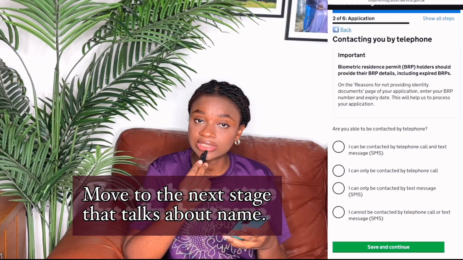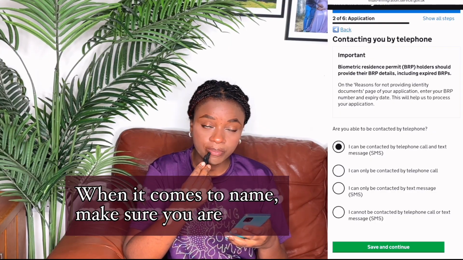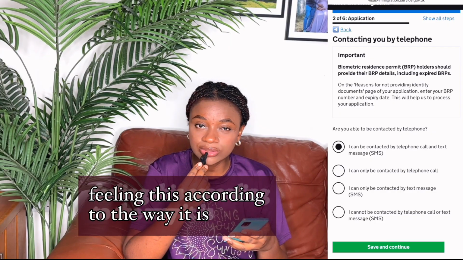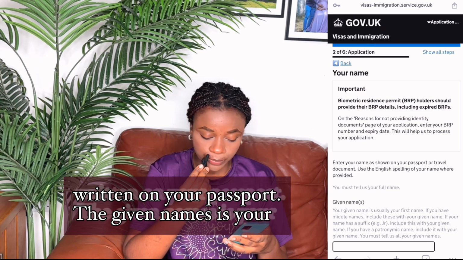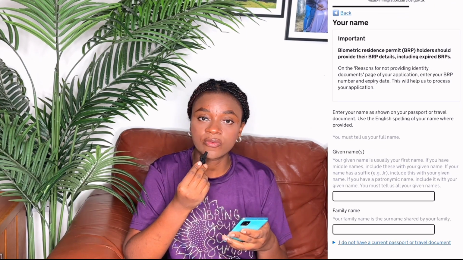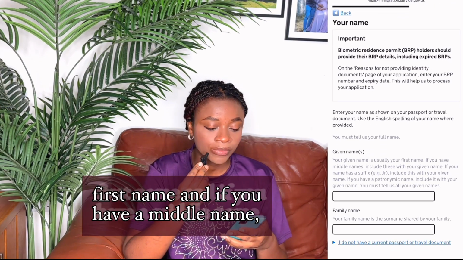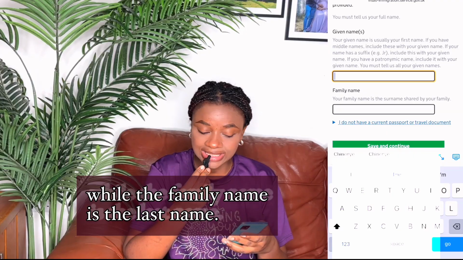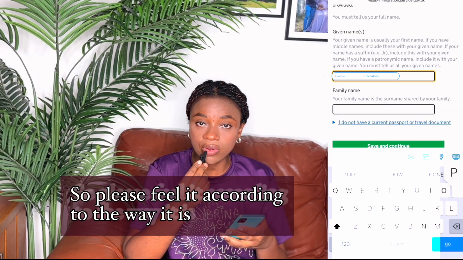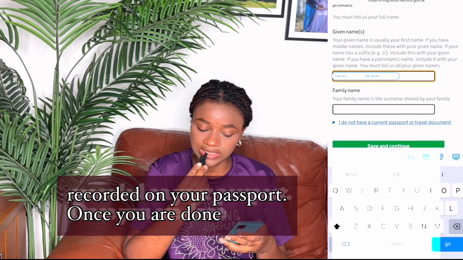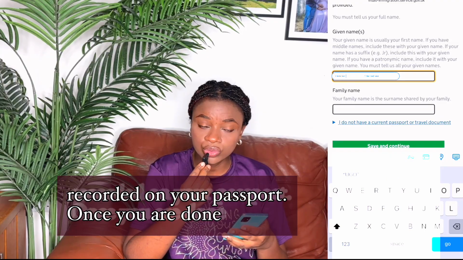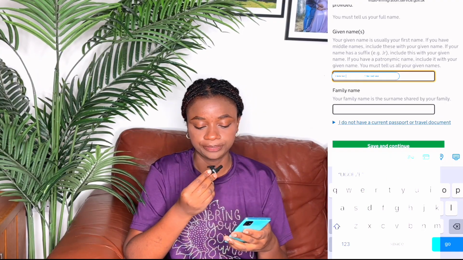Move to the next stage that talks about name. When it comes to name, make sure you are filling this according to the way it is written on your passport. The given names is your first name, and your middle name if you have one, while the family name is the last name. So please fill it according to the way it's recorded on your passport. Once you're done with that, you save and continue.